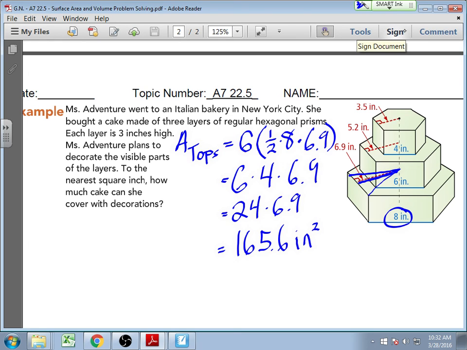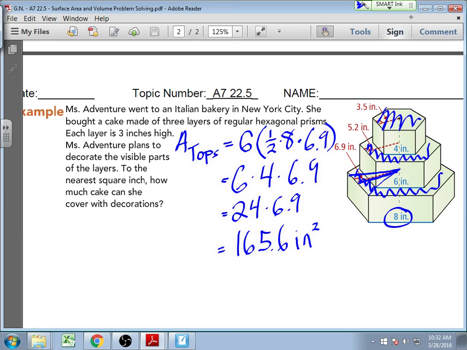Any questions why we were able to do that? All the tops: this donut top all the way around, and this top all the way around. But we combined them into one big hexagon, because think about looking straight down on the cake. You have a hexagon inside of a hexagon inside of a hexagon, but really all you have is one big hexagon. Any other questions about why we did what we just did?